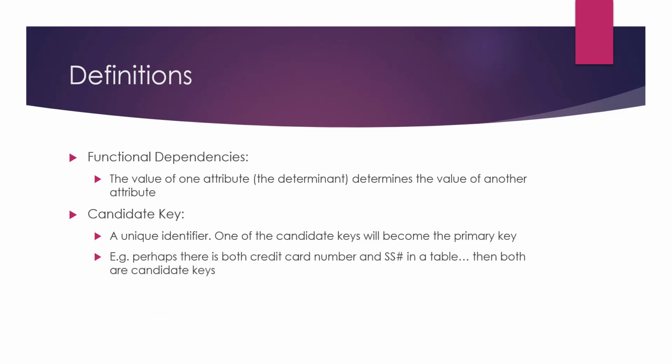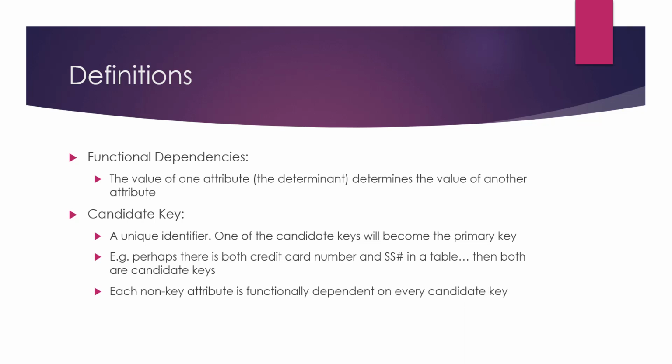For example, if we have the credit card number and the social security number in a table, we can consider both of them as candidate keys, because our shopper will have a unique social security number and each credit card is only assigned to one shopper. The credit card is unique for the shopper. So we can uniquely identify our shopper using either the social security number or their credit card number, and we can consider both of them as our candidate keys.